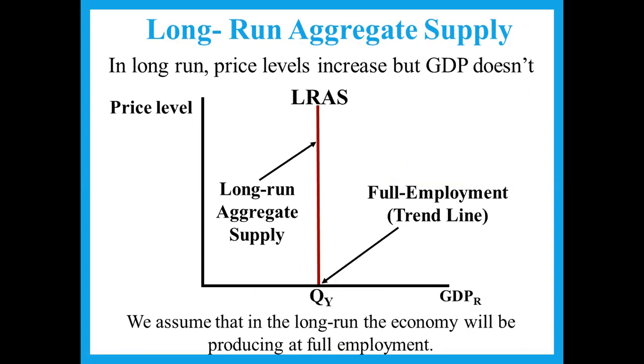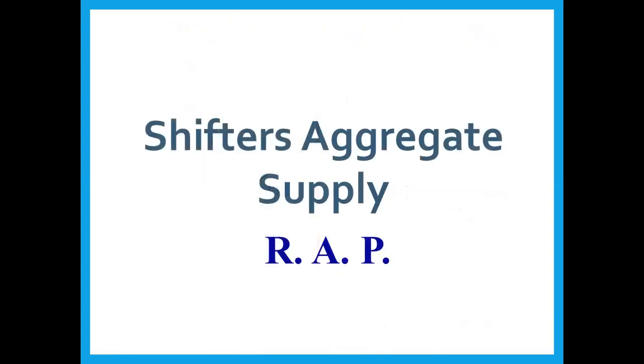If you remember, full employment does not mean 0% unemployment. Full employment means no cyclical employment. In the US, that's somewhere between 4 and 6%, depending on the time.